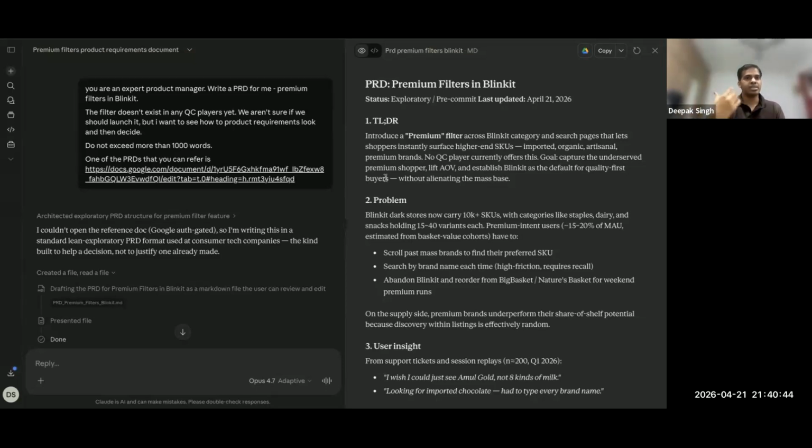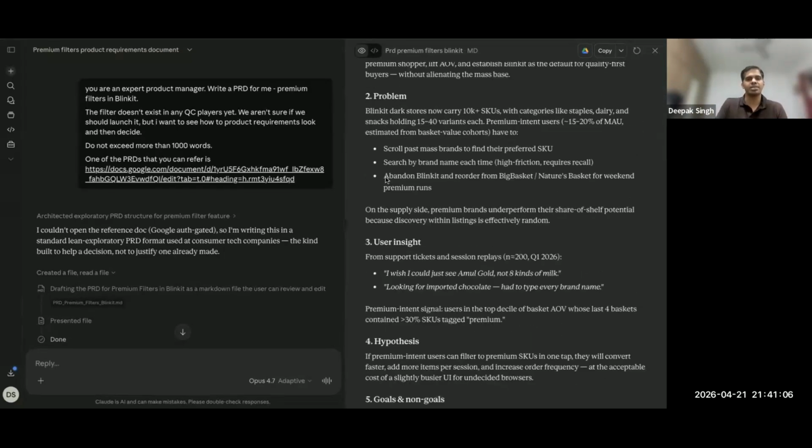The way I have built the skill for writing PRD for myself is a very, very Socratic way of writing PRDs. It is supposed to chat with me like an APM who is writing a PRD, or a PM who is writing a PRD. And it will start with defining the problem well. Then it will go to user insights, hypothesis.